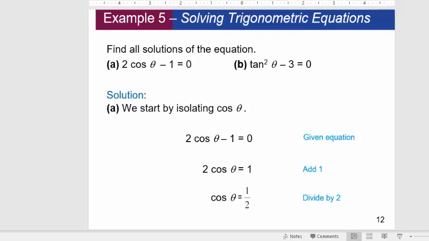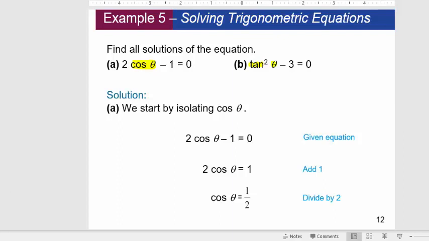equals 0. So what you're doing with these is you're just at the beginning treating the trig function like it's the variable that you want to isolate. So you want to try to isolate cosine theta. You want to try to isolate the tangent of theta. So how would you isolate the cosine of theta? You would just add 1 and divide by 2. So then you're going to get cosine theta equals a half, right?